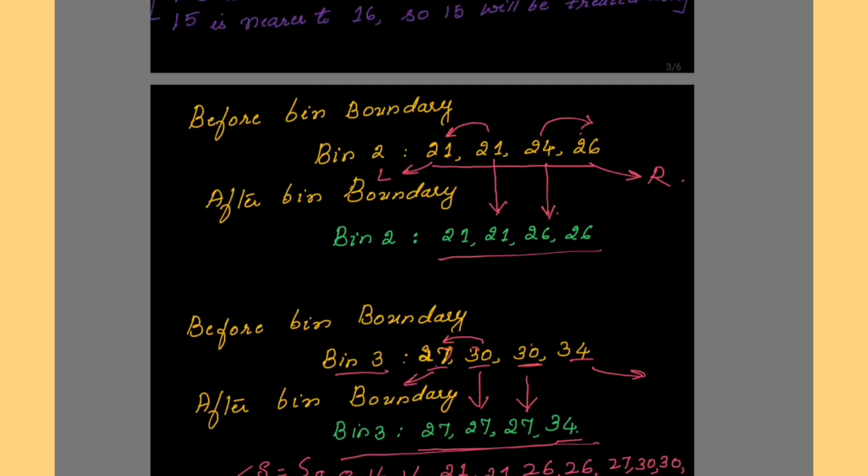So this is all about the binning methods. Why are we using binning methods? For data smoothing techniques. Why do we require data smoothing techniques? Because the data sets have noisy data. To remove the noisy data, we carry out the data smoothing techniques.